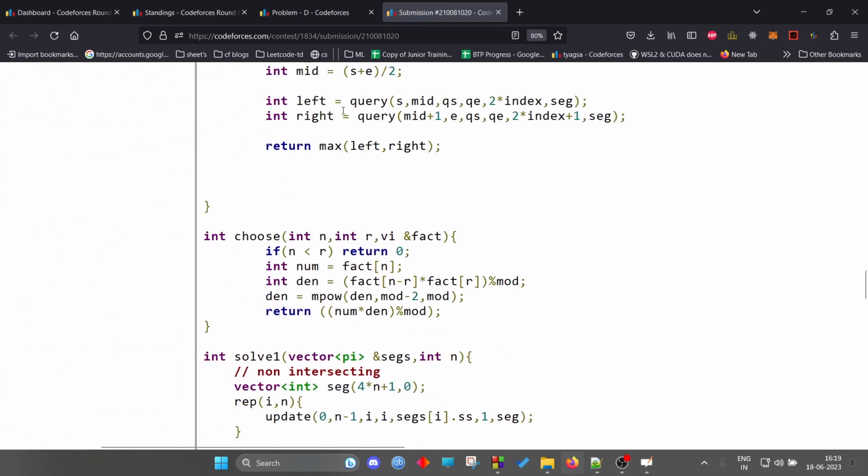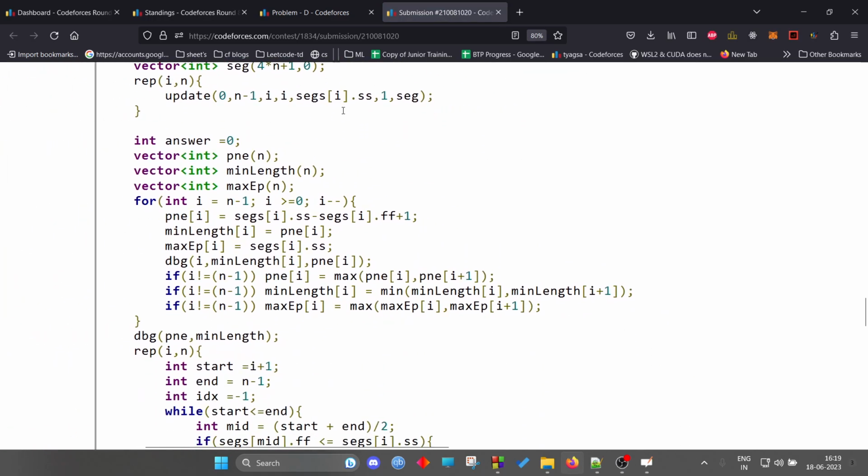So we'll just look at what is important. So PNE actually is something like prefix. I don't remember the definition now, but it's actually the suffix array of maximum sizes. So I fill it in reverse. So this is basically the size of the ith segment, and then I do PNE of I equals to maximum of PNE of I or PNE of I plus 1. So this is the suffix maximum size array.